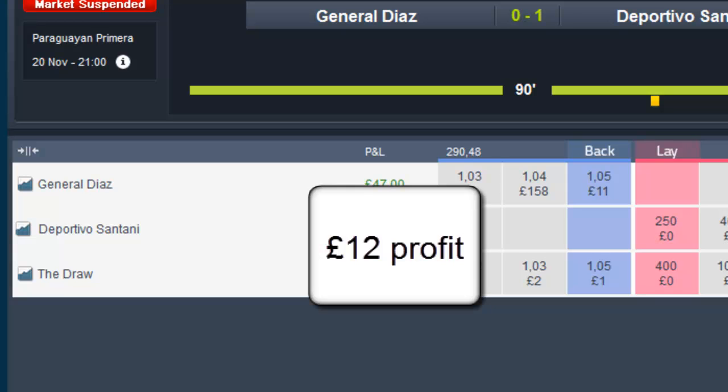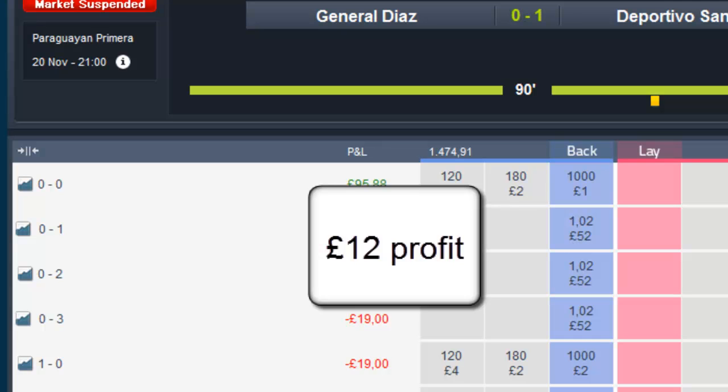So in total for this game, it was around about a £12 profit, which wasn't too bad. It was a pretty easy trade.